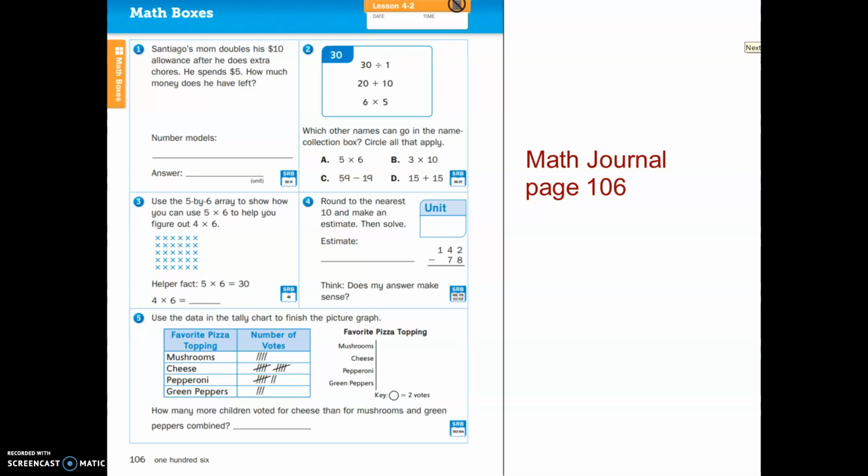Got quite a bit of work to do for lesson 4-2, but a lot of it is stuff that you've already worked on, especially here. You've got tally charts. You're going to make a picture graph. You've used arrays. Here is a name collection box that you've worked on before. You've got some rounding. Again, things that you've done already before.